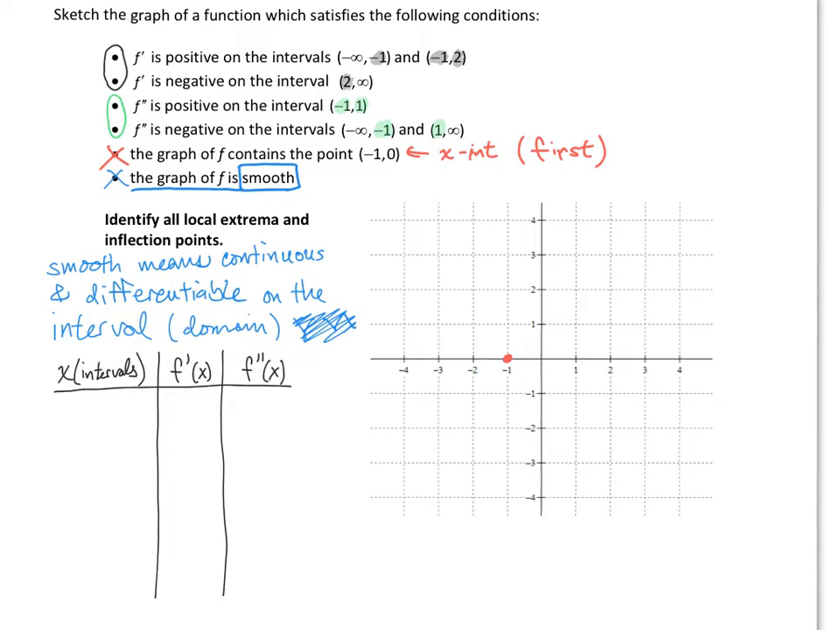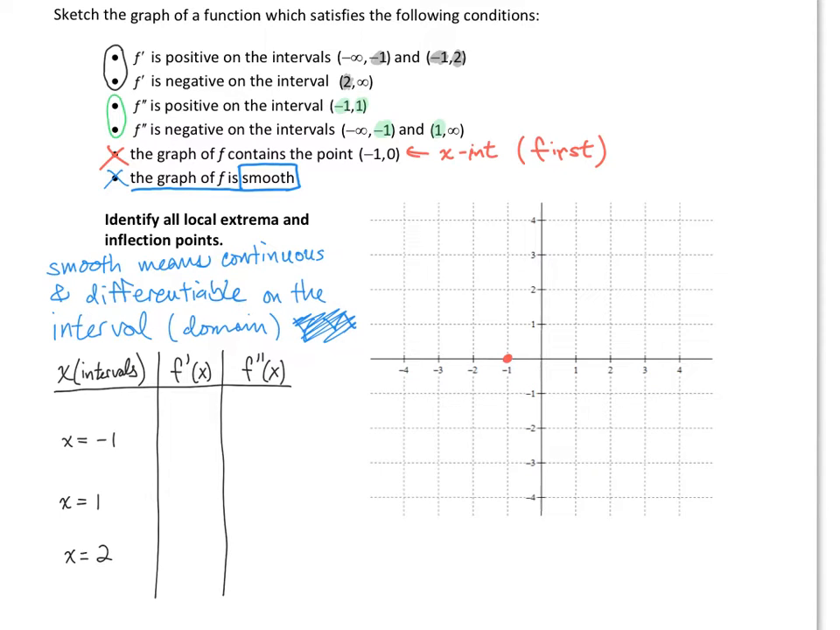So here I go, I will have -1. I'm going to write x equals -1. That is the first value I see in the first and second derivative. Let's see. The next value I see is 1. So I'm going to leave a little bit of space here. x equals 1. And then I have another value in the first derivative, x equals 2.